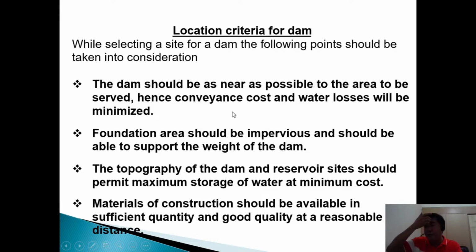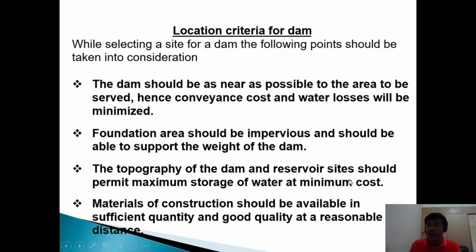If it is for irrigation, you need to construct a very lengthy main canal towards the area. So there's a lot of consideration in terms of water losses and other losses, and it should be minimized. So it should be as near as possible to the area to be served. The foundation area should be impervious and should be able to support the weight of the dam. That's why analysis also of the different properties of the river bed or the different soil below the area should also be analyzed.